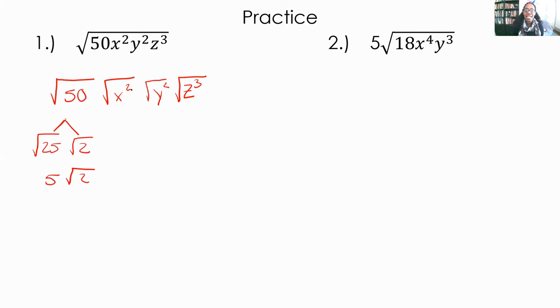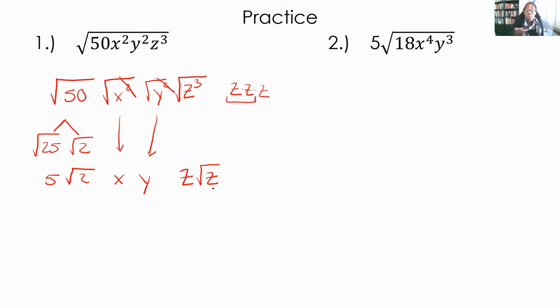Now, if it's an even number, that means the square root and the square are going to cancel each other out. So what's left is a y and an x. That came from that. That came from that. So now z cubed, it's an odd number, but I know I'm going to have 2 of my z's, which I can pull out to make it into 1z, but then I have 1z left under the radical.